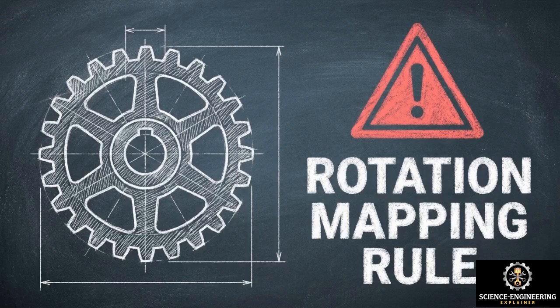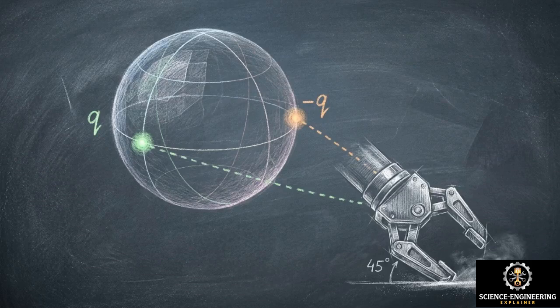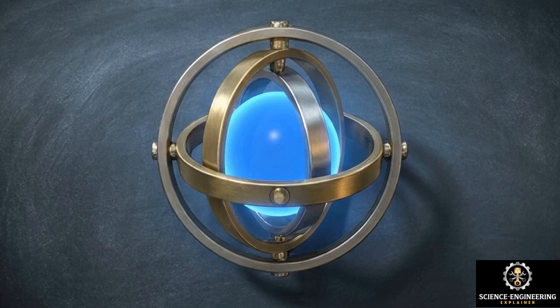There is one critical rule, the double cover constraint of SO3. In Quaternion math, the value q and negative q map to the exact same physical rotation. The sphere effectively maps every rotation twice. By routing commands through this four-dimensional mapping, trajectory planners gain a compact foundation that entirely eliminates gimbal lock.